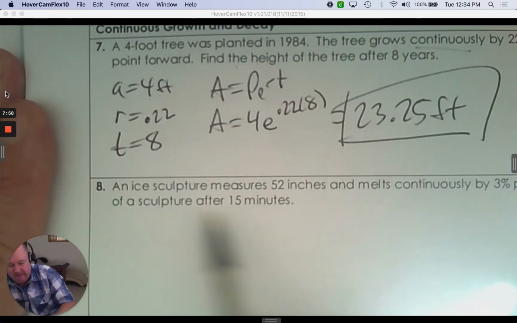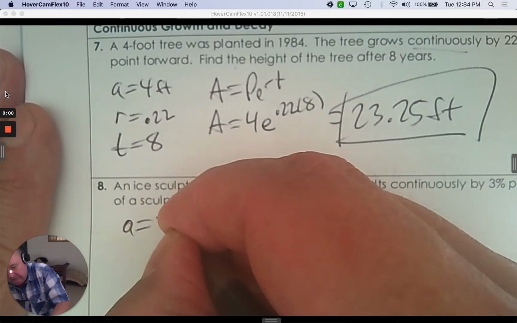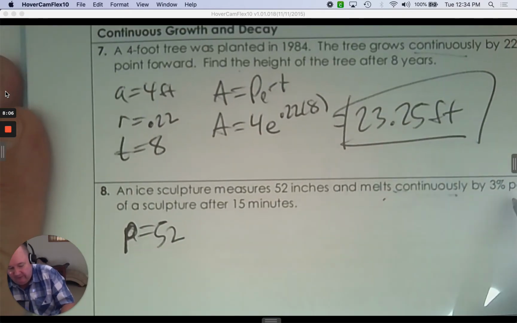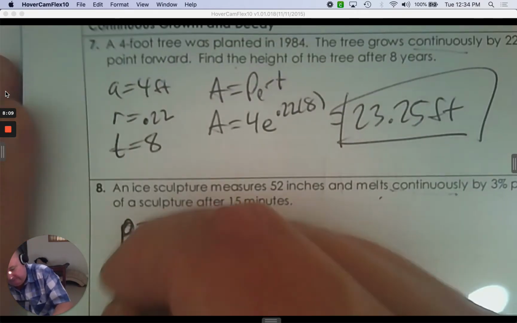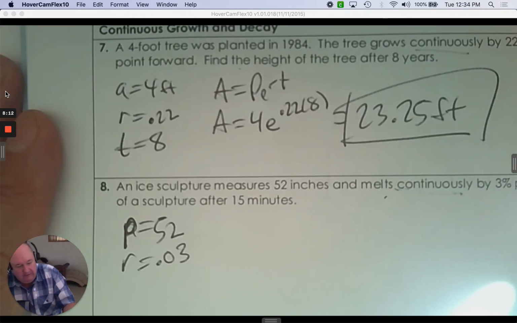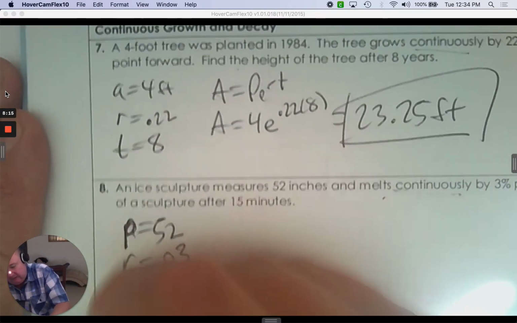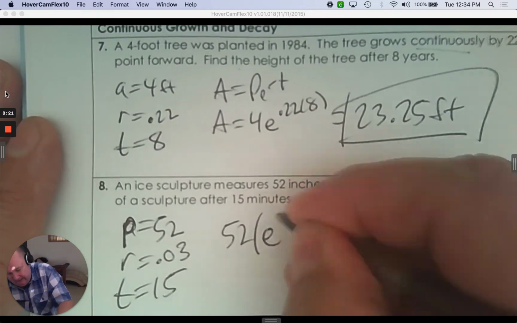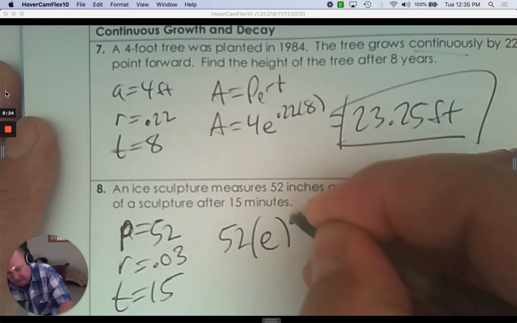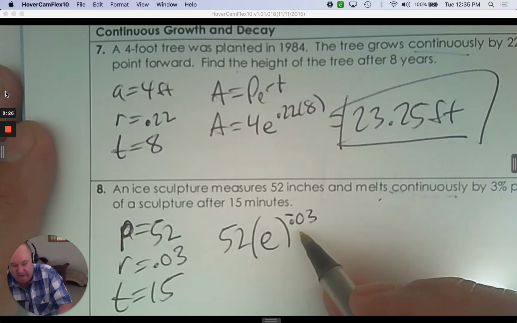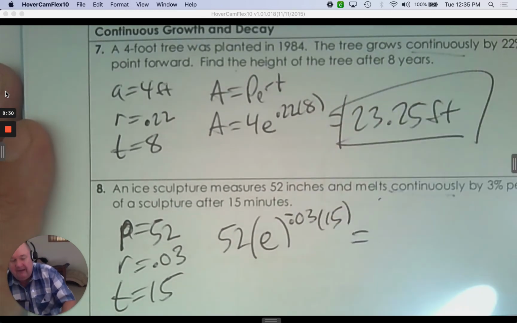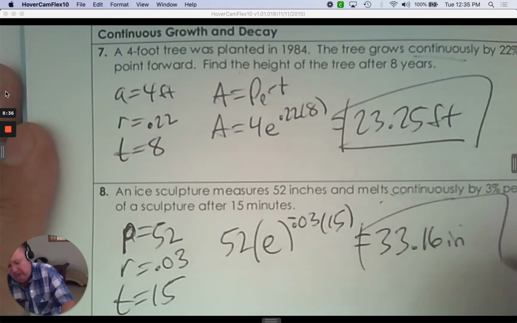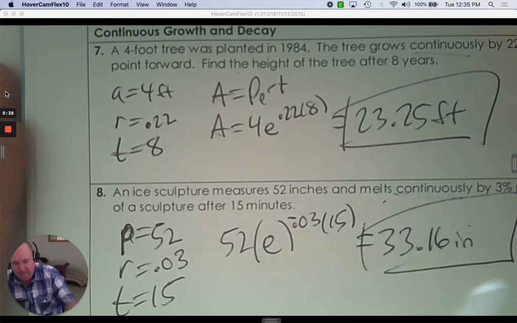Number 8. An ice sculpture measures 52 inches and melts continuously by 3% per minute. Find the height of the sculpture after 15 minutes. So those are the numbers we're going to use. So it's 52 e to the exponent 0.03, but it's negative because it's melting, times 15. So how high is the sculpture after 15 minutes? So sad, it's already now down to 33.16 inches. Done.